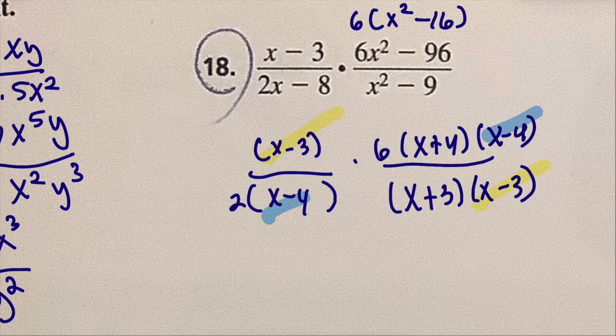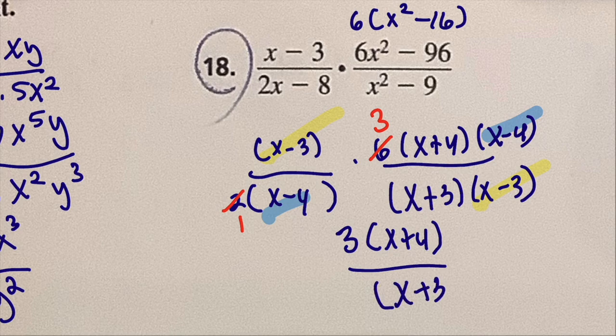But the numbers here, 6 is divisible by 2. You treat it like a normal division problem. 6 divided by 2 is 3. You can write it like this. We can divide that one by 2. We can divide that one by 2. It does kind of leave a 1 behind if necessary. If a 1's on top, you need it. If it's 1 on the bottom, not necessarily. So on top, we have left a 3 and an x plus 4. And on the bottom, we have an x plus 3. We cannot cancel those out.